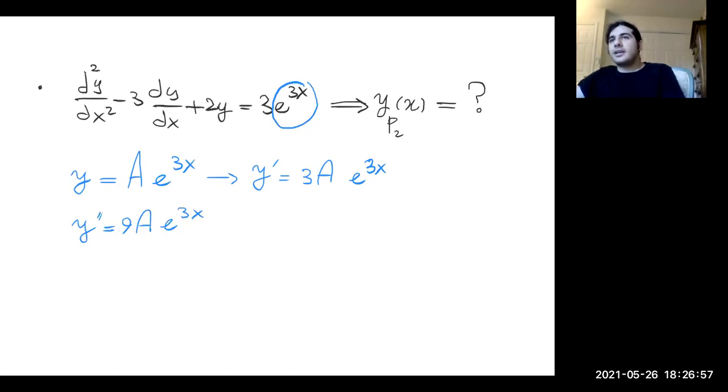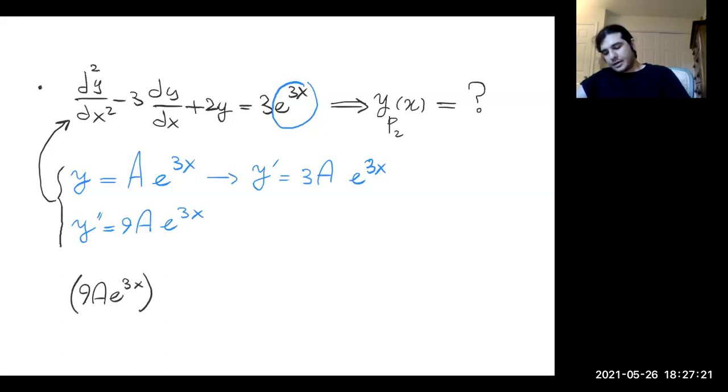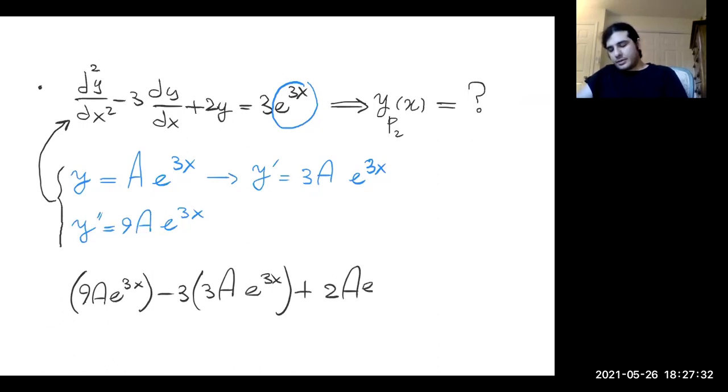So of course, a linear combination of them would also be equal to a constant times e to the 3x. So we only need to find this constant a. And I'm going to plug these results into this equation. So the second derivative is 9a e to the 3x, minus 3 times its derivative, minus 3a e to the 3x, plus 2y, which is 2a e to the 3x, equals 3e to the 3x.